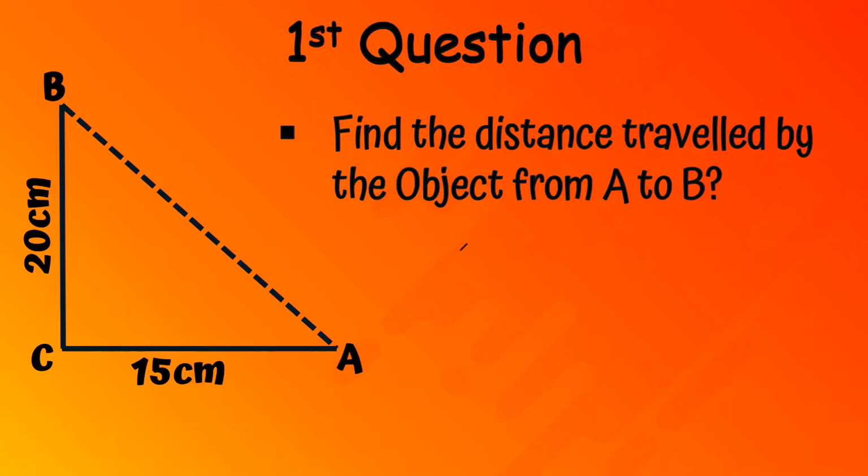Total distance 20 plus 15 meters. Sorry, it's meters, not centimeters. 20 plus 15, 35 meters. Total distance is 35 meters.